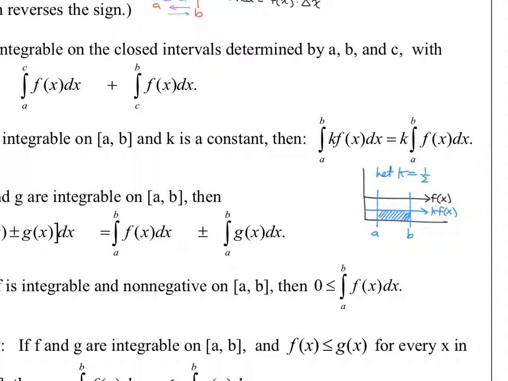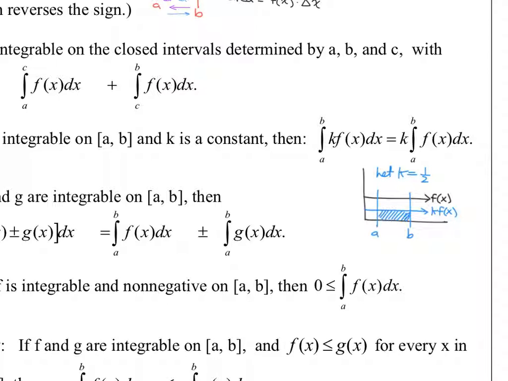If f is integrable and non-negative on a to b, then it's telling us that its area would be non-negative. So that's just telling us that if a function is above the x-axis, then its area is going to be positive. If it's below the x-axis, its area is going to be negative. And that has to do with the heights.